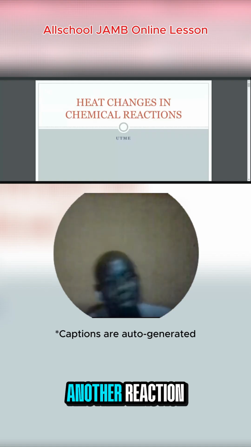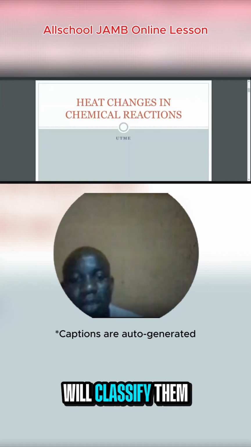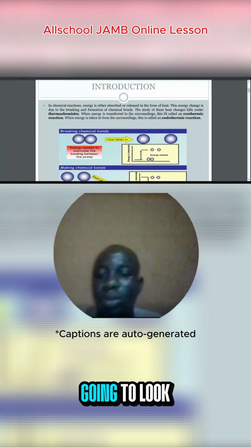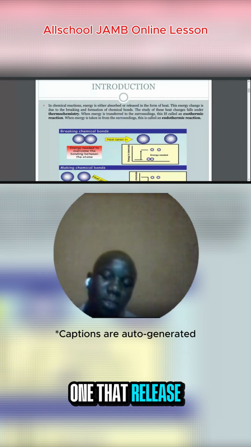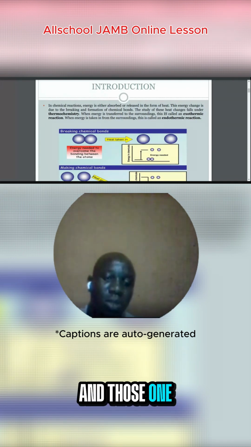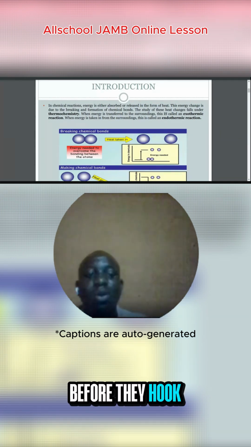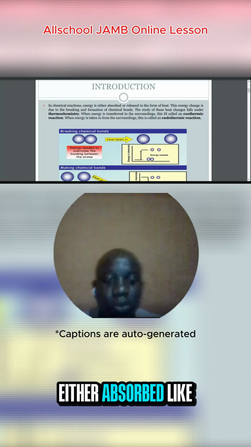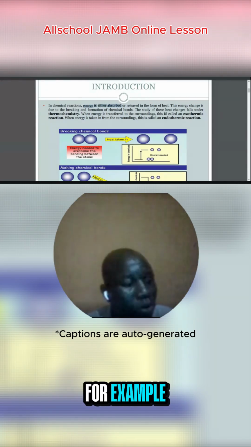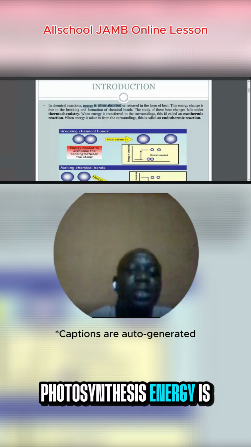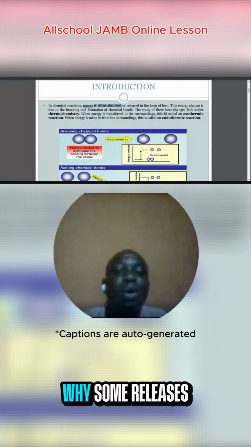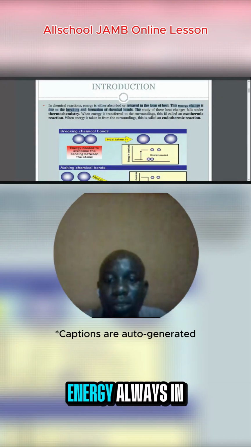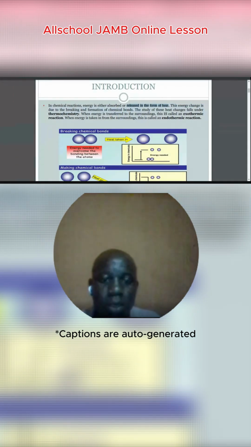So that is another reaction. This reaction, we classify into two, which we are going to look at: those that release heat and those that need heat before they occur. So in a chemical reaction, energy is either absorbed, like for example photosynthesis. In photosynthesis, energy is absorbed from the sun, while the sun releases energy, always in the form of heat.